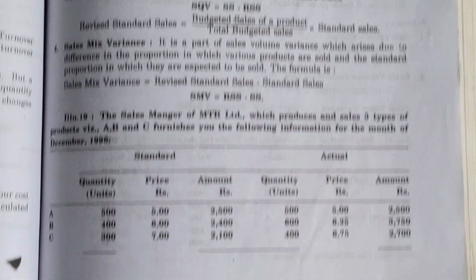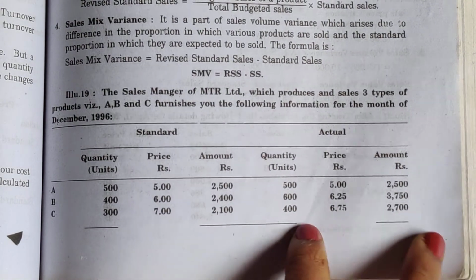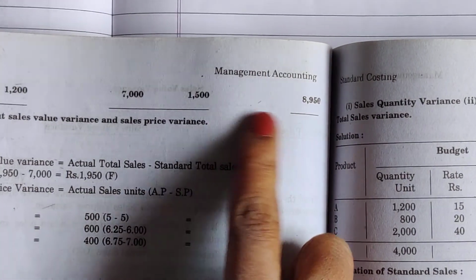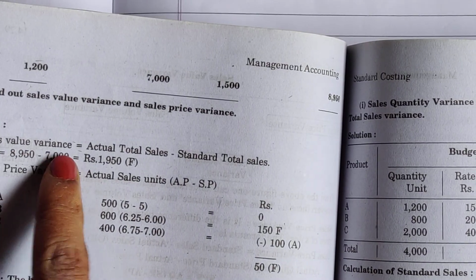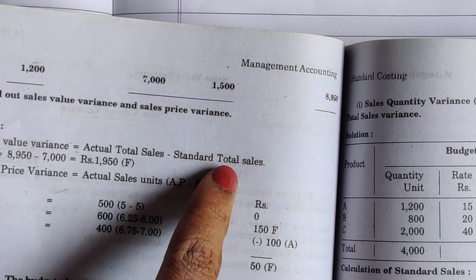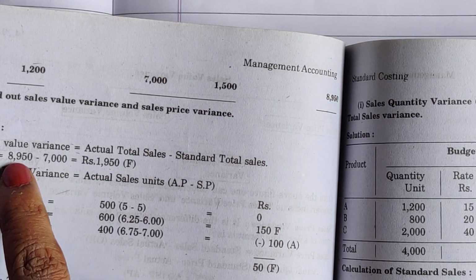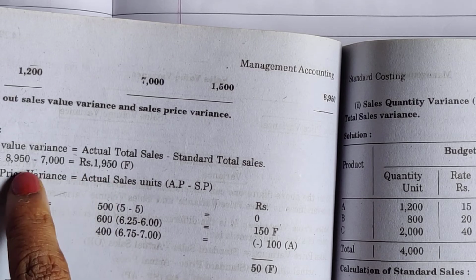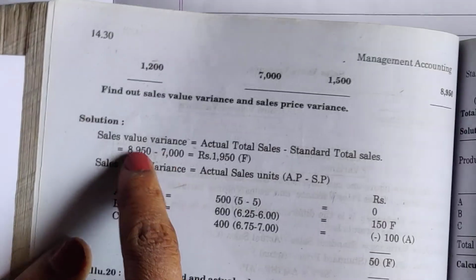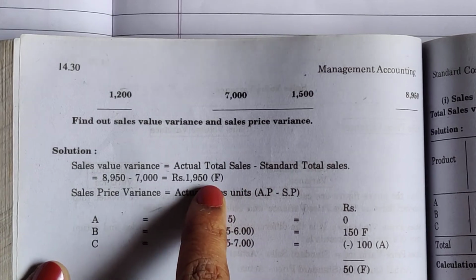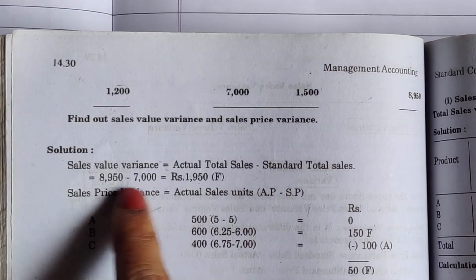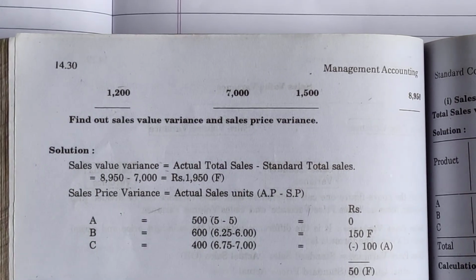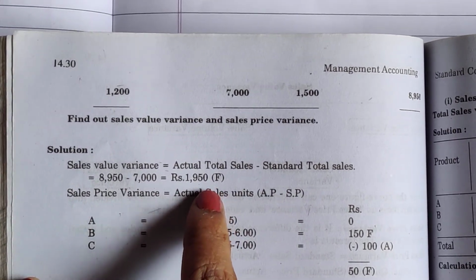So here we have to find out the sales revenue variance. So this is the total amounts. Sales value variance is equal to actual sales minus standard sales. So actual sales is 8950 minus standard sales is 7000 rupees. So here actual sales is greater than the standard sales, that's why we got this favorable condition. Actual sales should be greater than the standard sales, then only we will get the favorable condition.